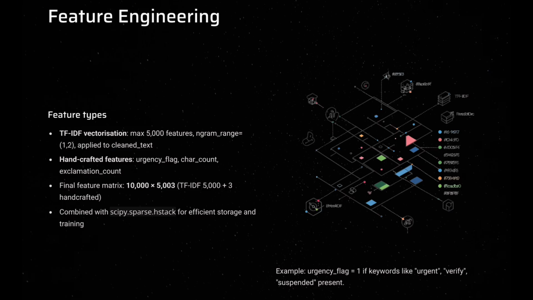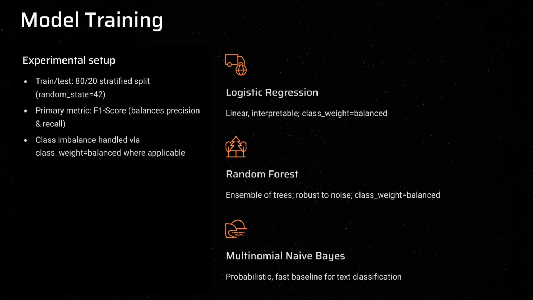All 5,003 features were combined into a single matrix and fed into each classifier. The train and test sets were split 80-20 with stratification to ensure both sets maintained the same class balance. We trained and compared 3 different machine learning models to find the best performer for our task.